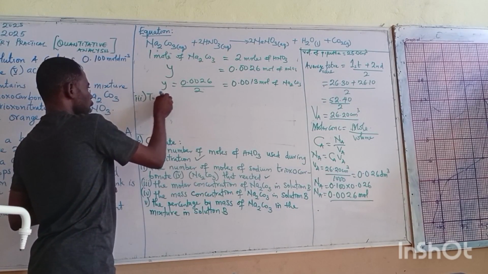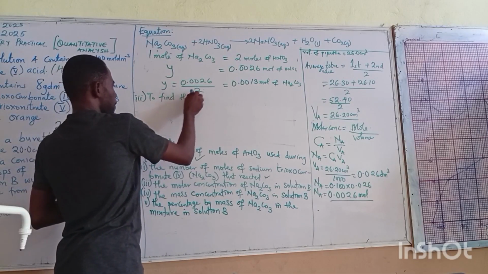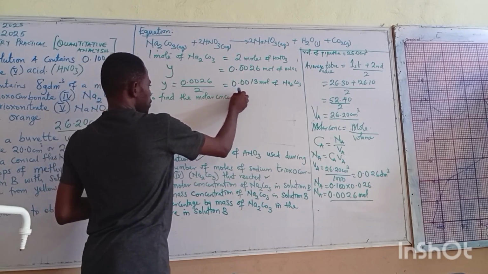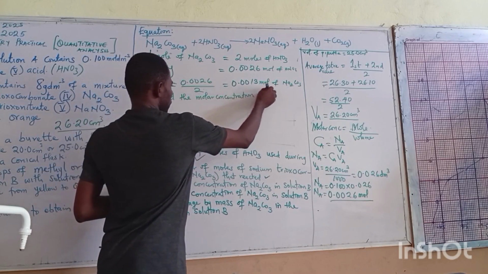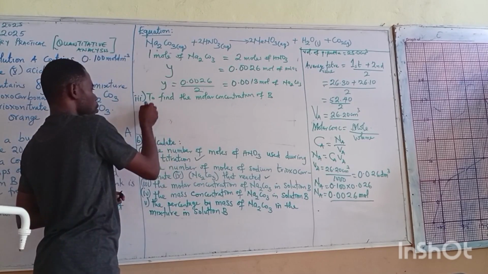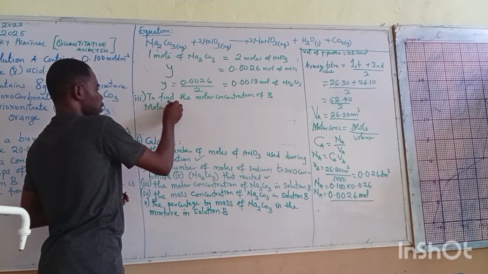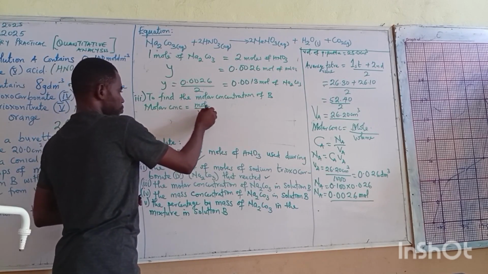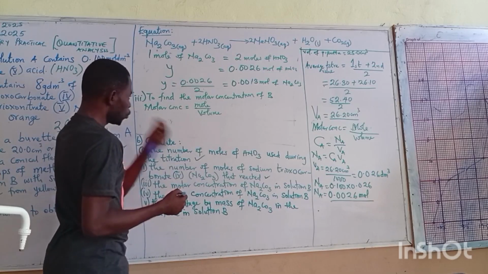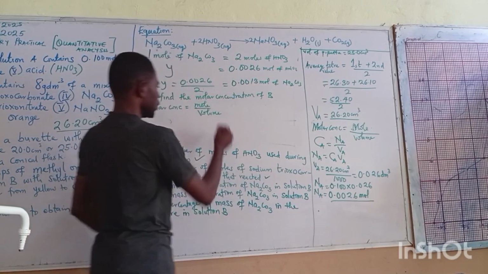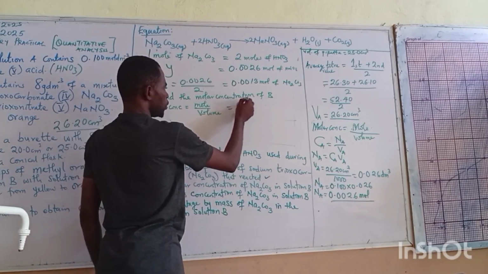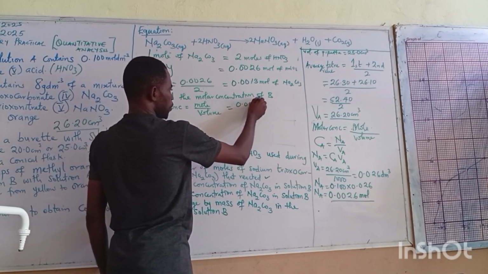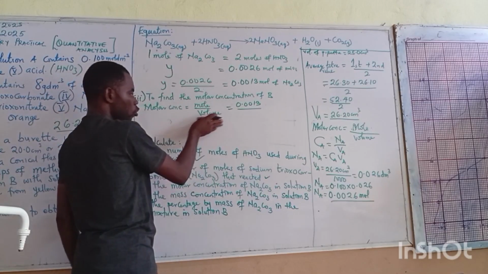To find the molar concentration of B. Since molar concentration is equal to number of moles of solute over volume, the mole I got here is 0.0013, over my volume of acid.